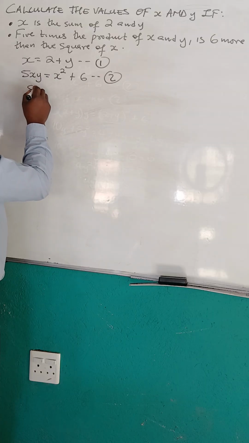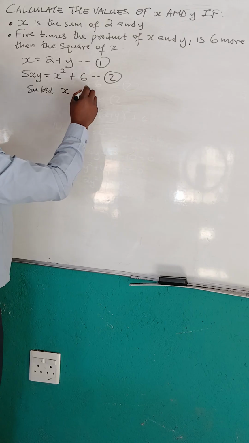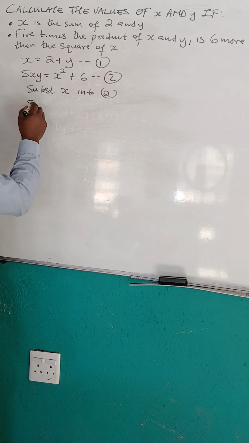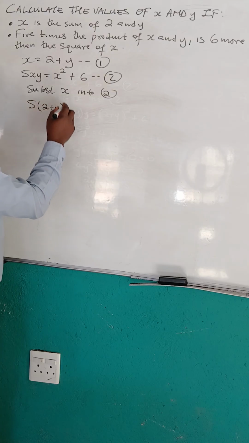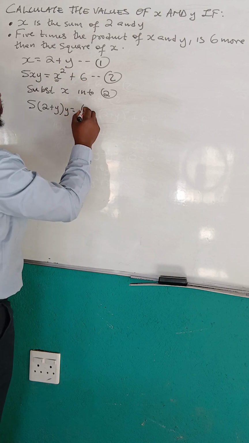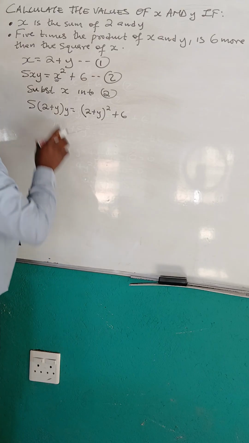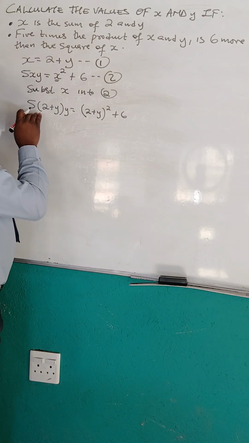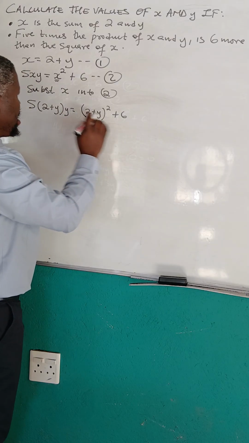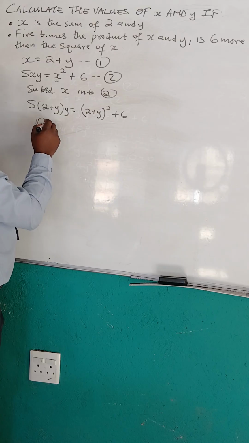So we'll substitute x into the second equation. In place of x, we'll have 5 times (2 plus y) times y being equal to, over there in place of x, we'll have (2 plus y) all squared plus 6. This side, we have to distribute, and that side, we have to expand. So y times 2 is 2y, times 5 will give us 10y.